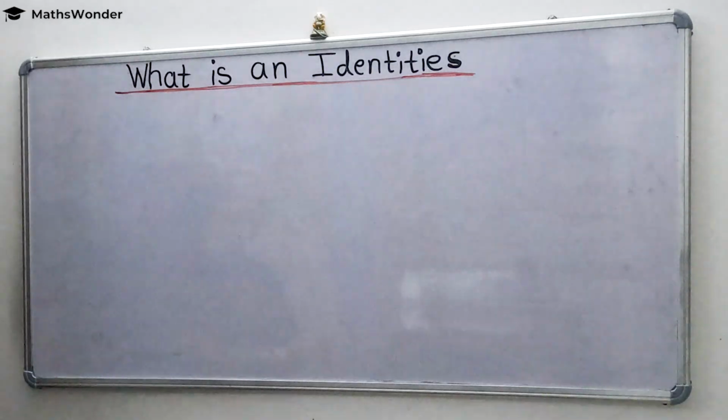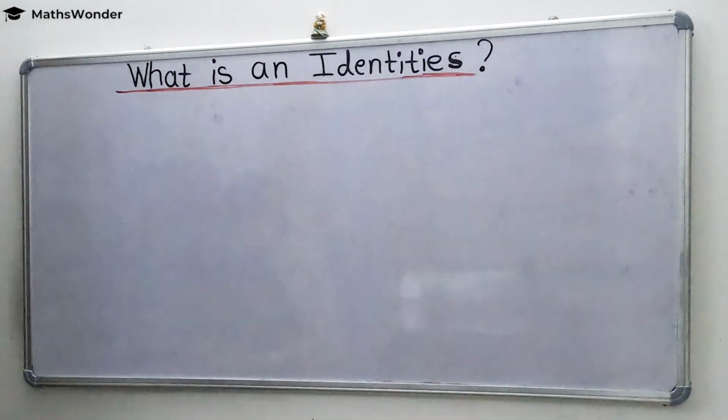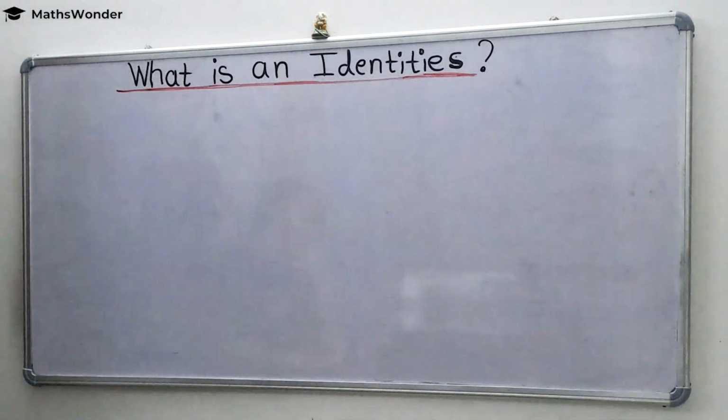So today's topic is: what is an identity? Big question, right? In the previous classes we have studied linear equations in one variable. Remember linear equations in one variable? We have also learned that an equation contains two algebraic expressions on either side of the equality sign.